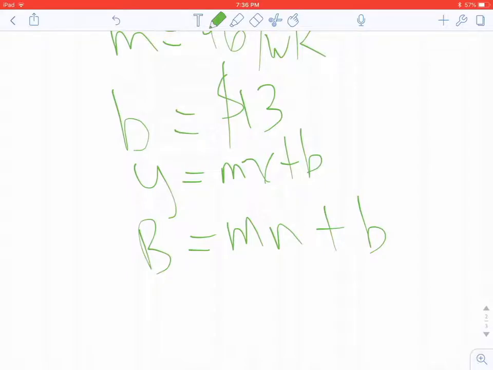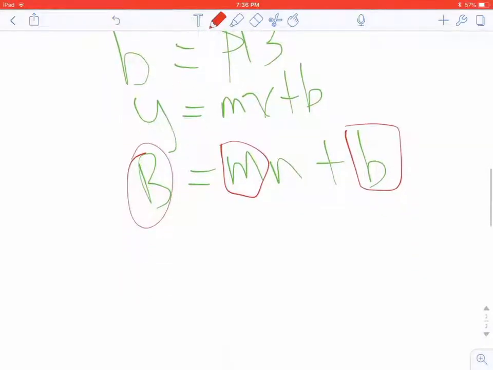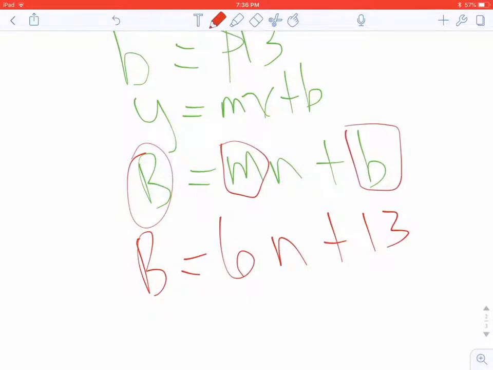So we have to remember what m and b mean. This B refers to balance. This b refers to the initial amount in the account. Right? So what does our equation look like? Well, the piggy bank balance is $6 per deposit, or 6n, starting with an initial amount of $13 in the piggy bank. Okay, $13 in the piggy bank.